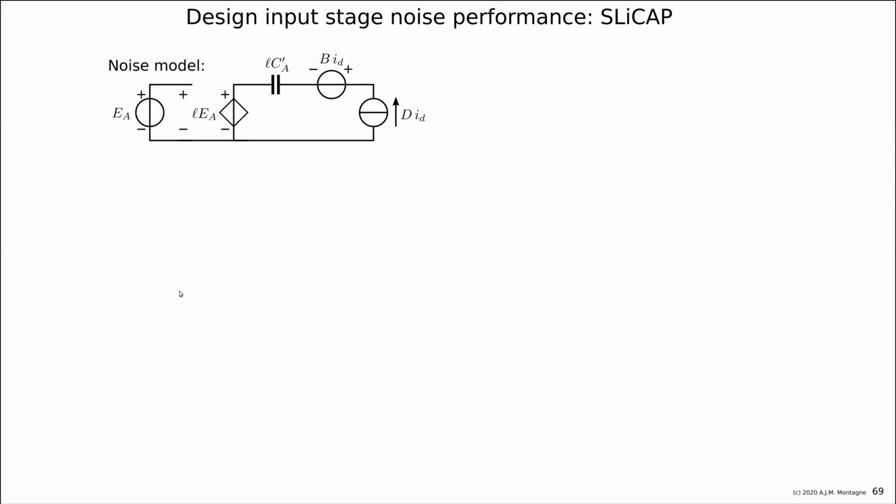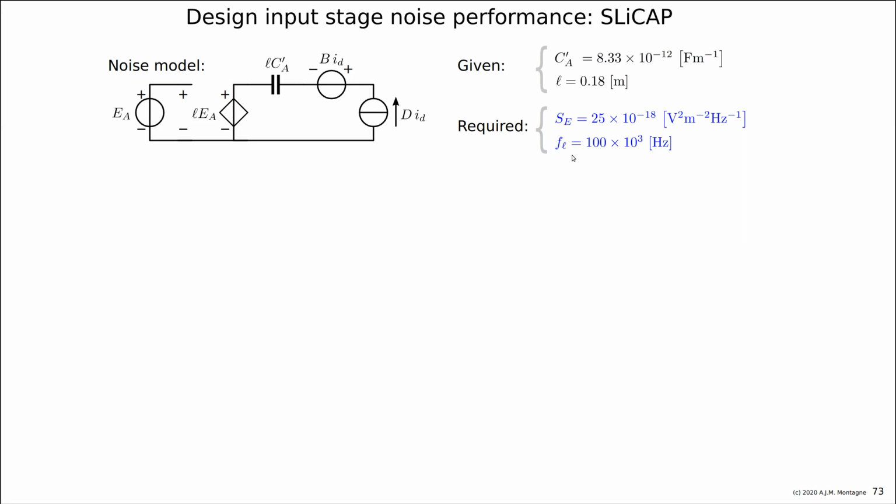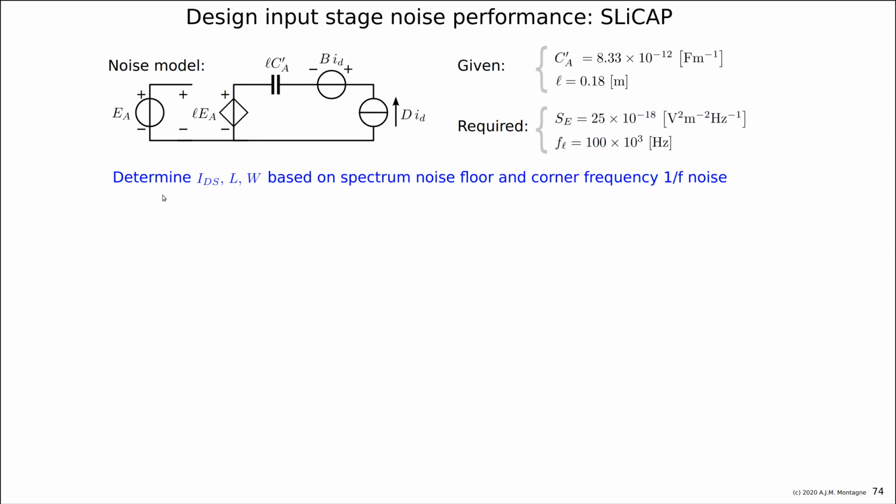What specification do we have? Well, given is that the antenna capacitance is about this, the length is 0.80 meter, and required is a spectral density of 25 times 10 to the power minus 18 volts squared per meter squared per hertz, and a corner frequency of the low frequency noise of 100 kilohertz. That is what we want. Is there a straightforward way to go? So we want to know IDS, L, and W based on the noise floor and this corner frequency.